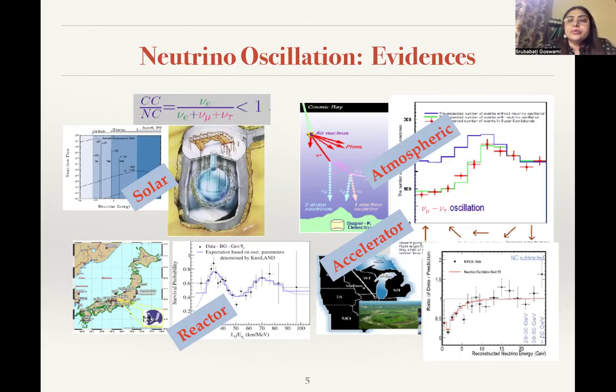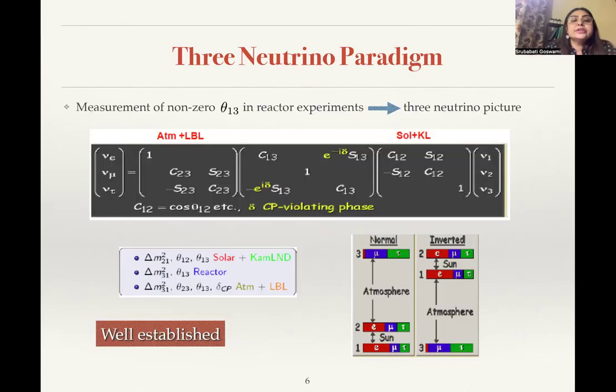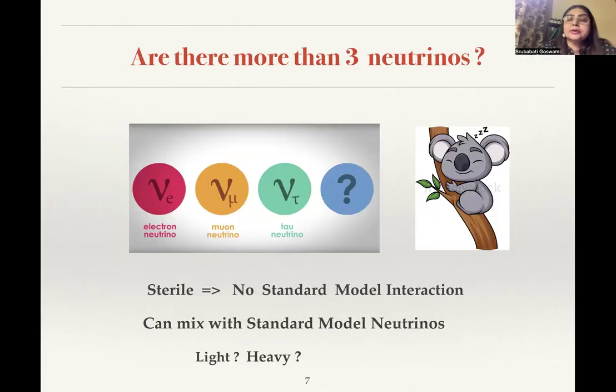Now, we have evidence of neutrino oscillation from solar neutrinos, from atmospheric neutrinos, from reactor antineutrinos, and also from accelerator neutrinos. And together, all these experiments have established the three neutrino paradigm on a firm footing. And the three neutrino mixing oscillation is governed by three mixing angles, theta 23, theta 13, and theta 12, and two independent mass square differences, delta m31 square and delta m21 square. This is now well established, and most of the oscillation parameters are measured pretty well.